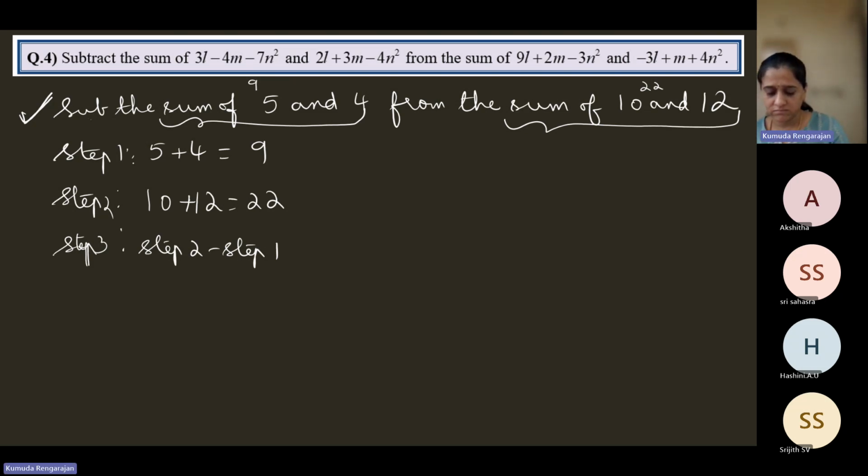Can we cancel negative 17 square and positive 17? Yes.